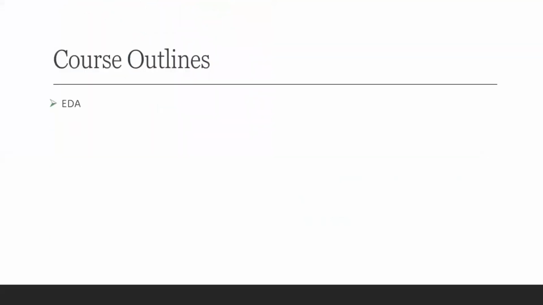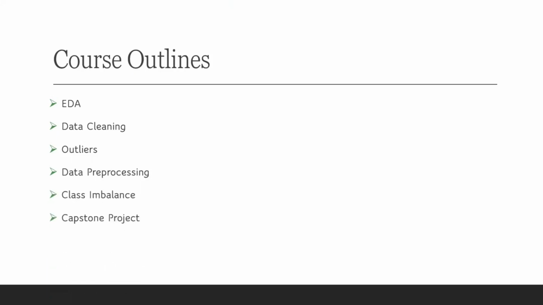First of all, we have EDA, that stands for Exploratory Data Analysis. Then we will talk about data cleaning and then outliers. The next outline we have is data preprocessing. Then we have the outline of class imbalance. And last, we have a capstone project that will summarize whatever we have studied in this course and all of the above outlines. So let's move forward.